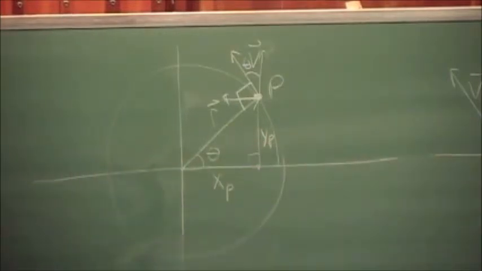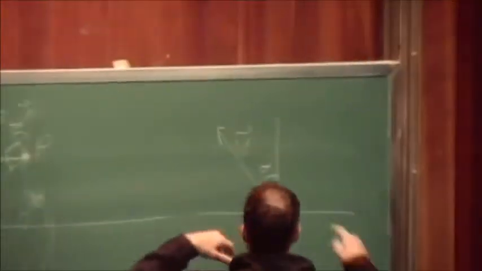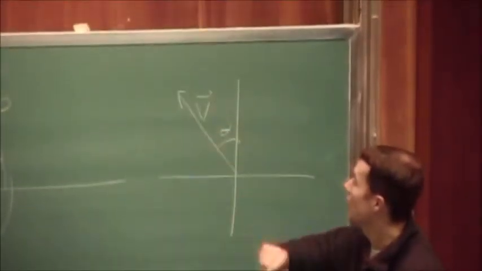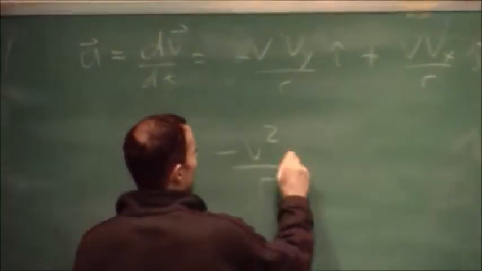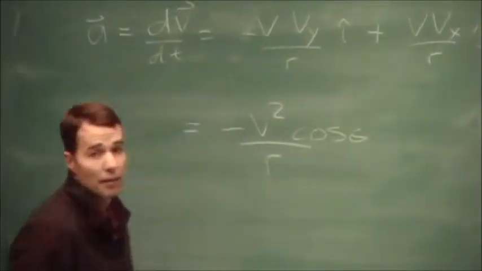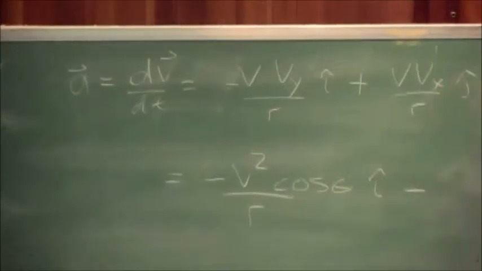Okay? So now, vy is something that we already know, right? We've already determined what vy is. It is just v times the cosine of theta. So we get minus v squared over r cosine of theta i hat, minus vx, and as we were saying, vx is minus v times the sine of theta.